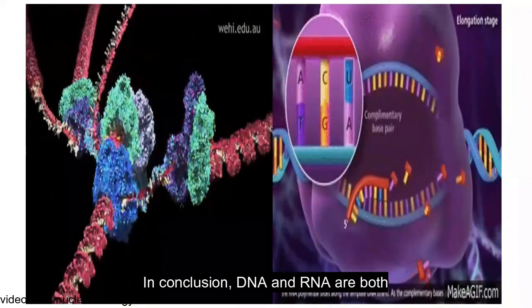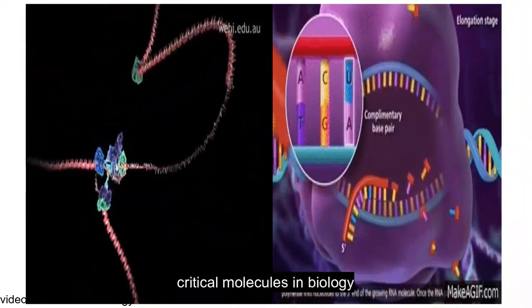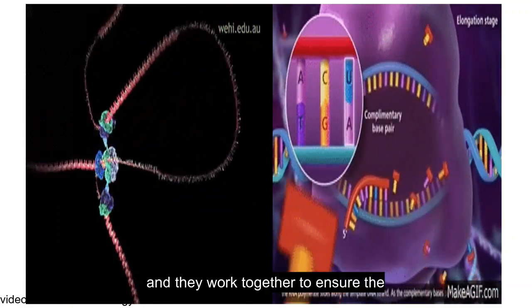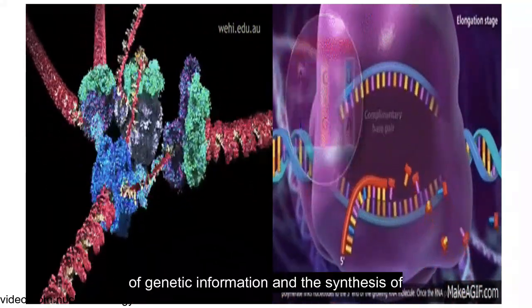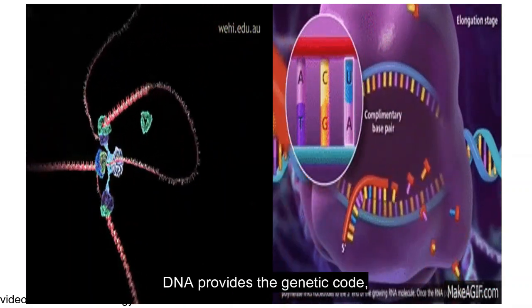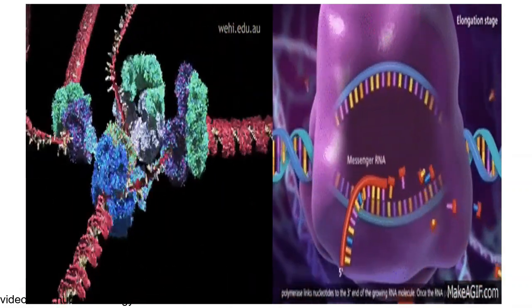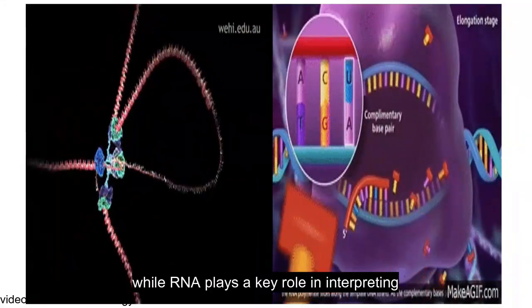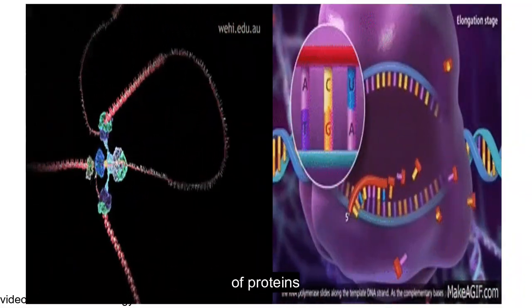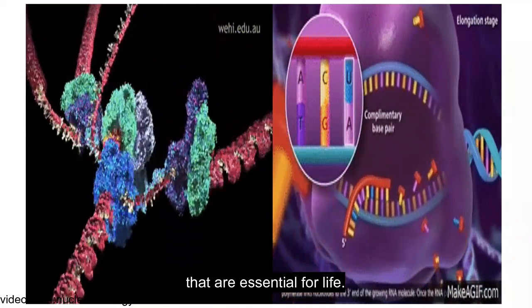In conclusion, DNA and RNA are both critical molecules in biology, and they work together to ensure the accurate transmission of genetic information and the synthesis of proteins. DNA provides the genetic code, while RNA plays a key role in interpreting that code and facilitating the production of proteins that are essential for life.